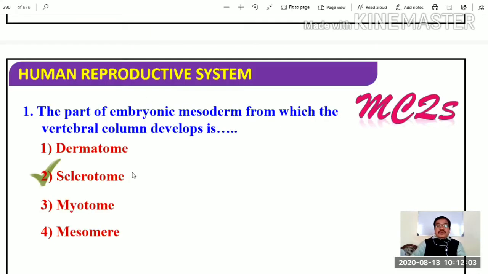MCQ is there. The part of embryonic mesoderm from which the vertebral column develops is? What is the name of the part from which the vertebral column develops? It is the sclerotome. So the sclerotome is one of the parts of the embryonic mesoderm, from which the vertebral column develops.